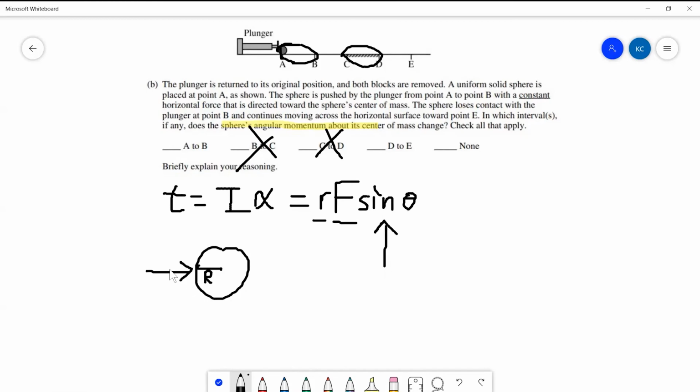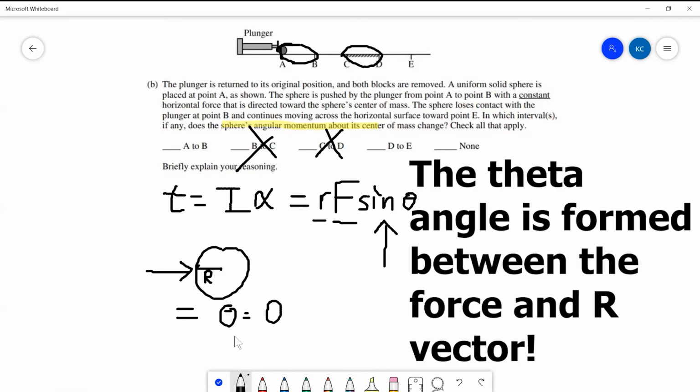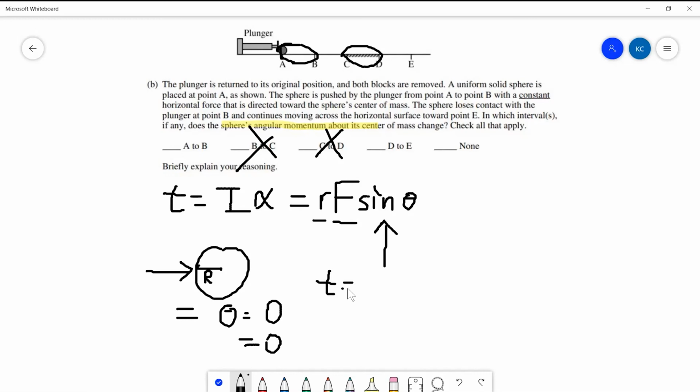As you can see, the force applied and the R value are parallel. That means the theta value is equal to 0. And sine of theta, or sine of 0, is also equal to 0. So that means the torque at the end is equal to 0. So that means there's no torque and angular momentum won't change. So we can cross out A to B.